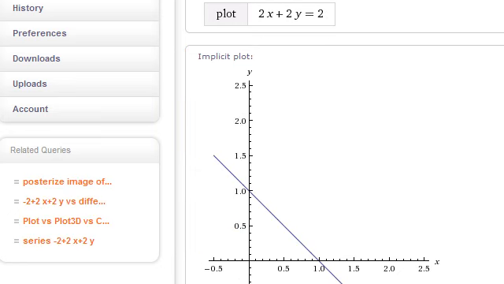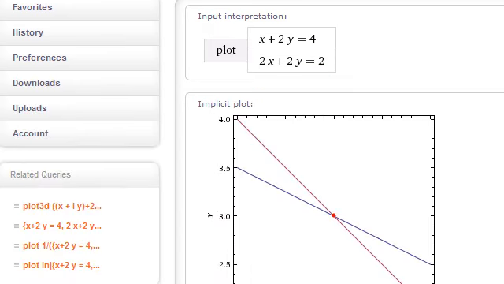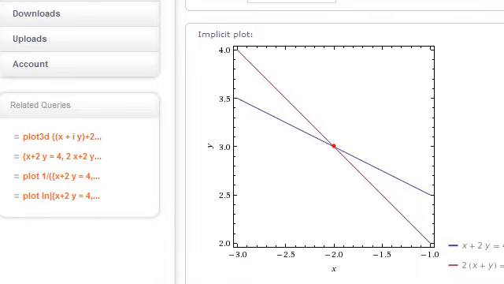Here is the second equation, 2x plus 2y equal to 2. And if you type plot x plus 2y equal to 4, comma 2x plus 2y equal to 2, Wolfram Alpha will plot both of these straight lines in the same diagram. So here they are. The blue one representing equation 1, and the purple one representing equation 2. And there is only one point that satisfies both equations, and that's when x is minus 2 and y is equal to 3.